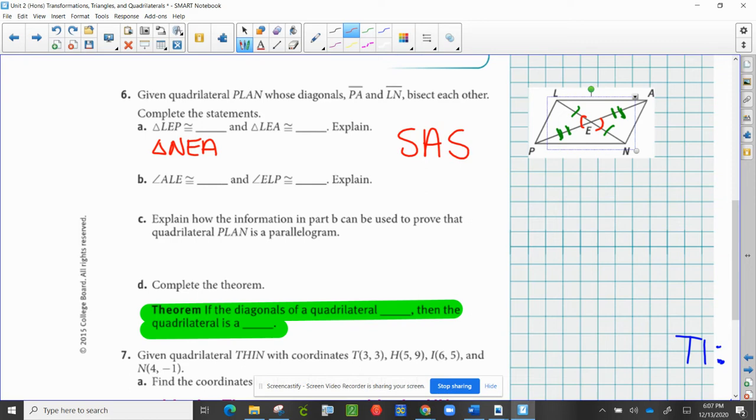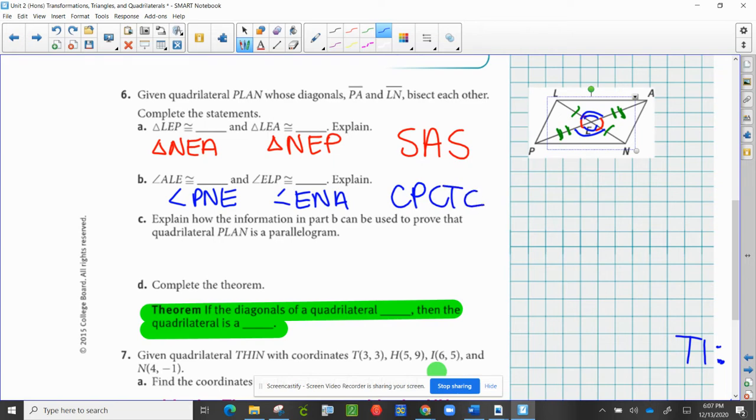Same thing with triangle LEA. We could say that that's congruent to triangle NEP for the same reason. Okay, these vertical angles are also congruent to each other. So side, angle, side again. All right. So again, this is all kind of similar every time, but we can also prove our angles here. We have angle ALE is congruent to angle PNE. Same thing with ELP is congruent to angle ENA because of our friend CPCTC.